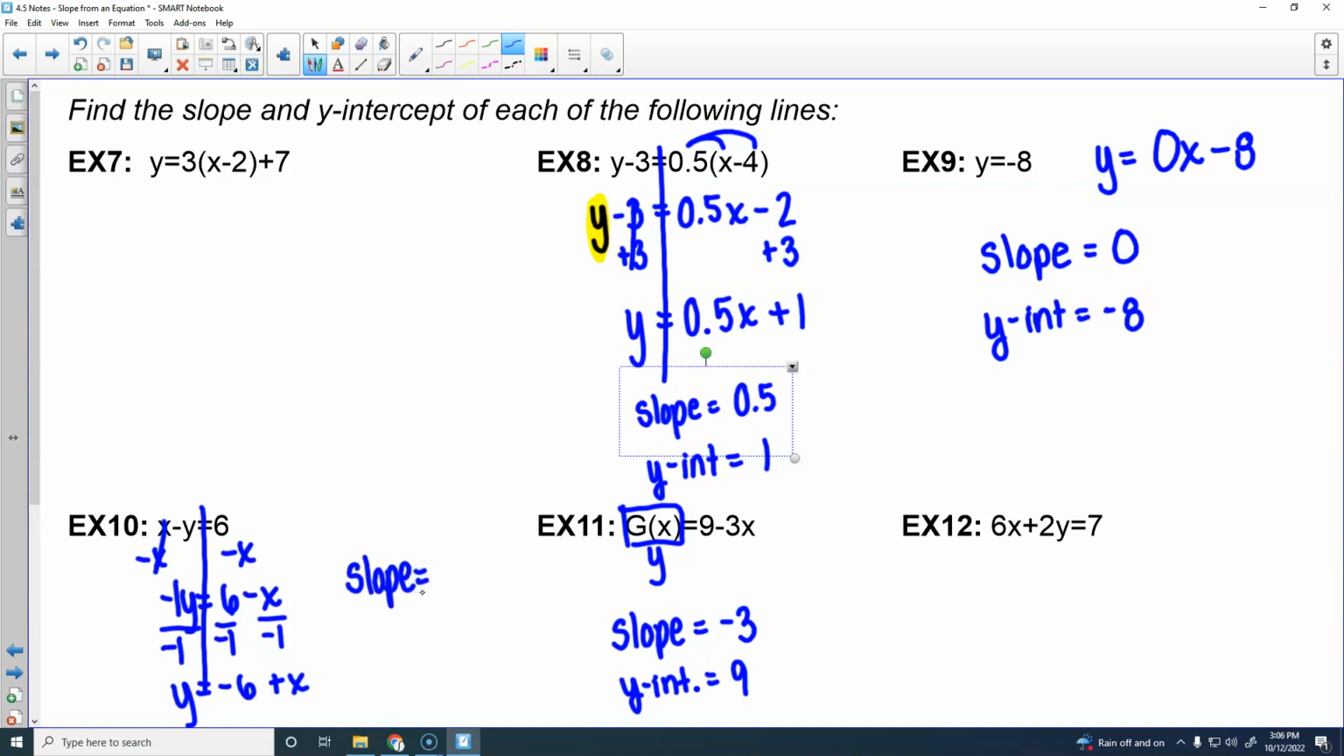Giancarlo, what's the slope of that line if we've got y equals negative 6 plus x? It's 1. Good. No number in front of the x means there's an understood 1 there. And Giancarlo, what would the y-intercept be? Perfect. Okay.